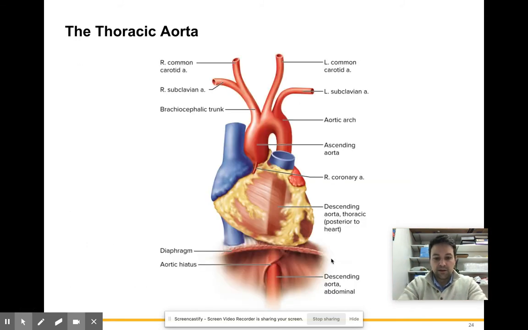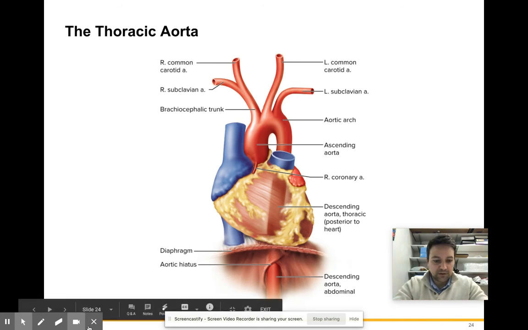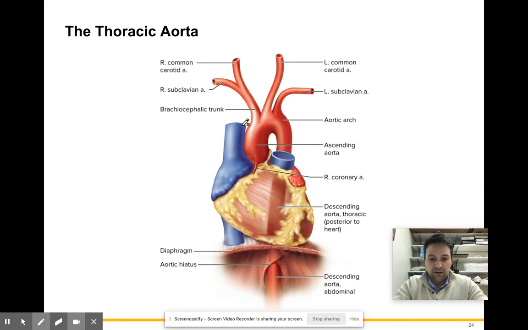Okay, so let's take a look here. Let me see if I can draw here. I don't want to pick red. I want to pick a different color, and pick blue. So here is our ascending aorta, this part right here. Now, this ascending aorta is going to break off into our brachiocephalic region.